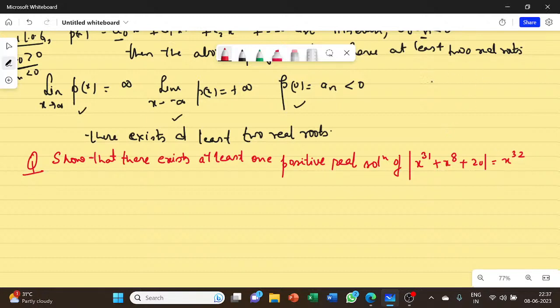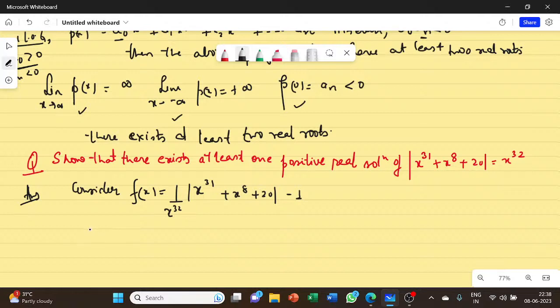So how to approach such a problem? In this problem also you can see that only this is given. You know that this is a polynomial function, and a polynomial function is a continuous function. No other hint is given to you. So I'll consider one function, f of x equal to modulus of x raised to power 31 plus x raised to power 8 plus 20, divided by x raised to power 32, minus 1. So I've divided it and taken this particular thing from here.